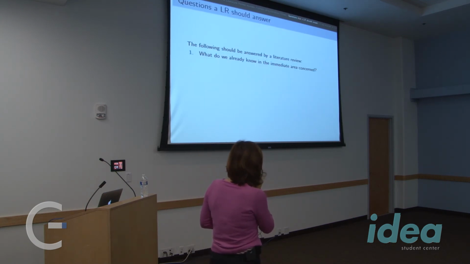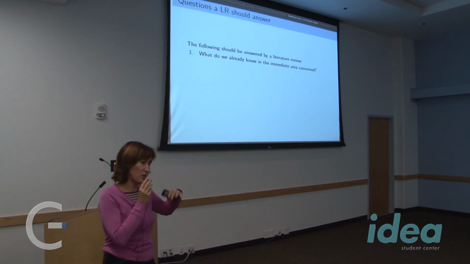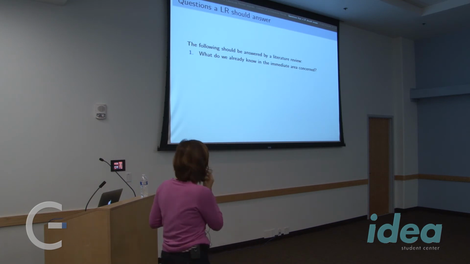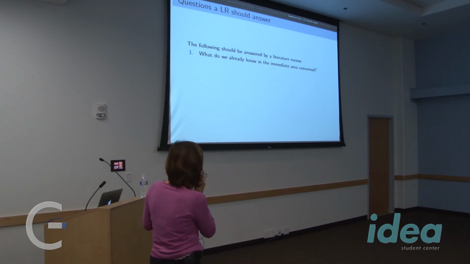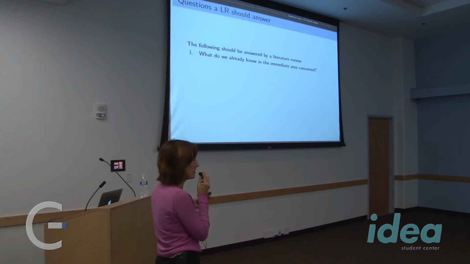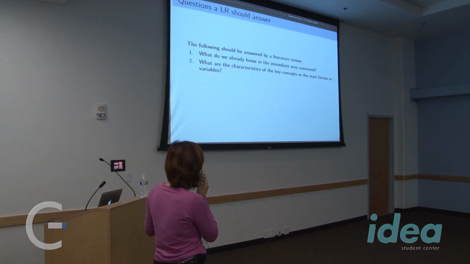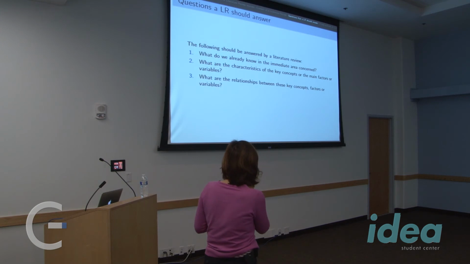Okay, so maybe we can also look at how to write a literature review, looking at some questions that it should answer. So these are some like 10 questions that you can ask. What do we already know in the immediate area concerned? What are the characteristics or key concepts or main factors or variables? So what are the subtopics, if you want? What are the relationships between these concepts, factors, or variables?